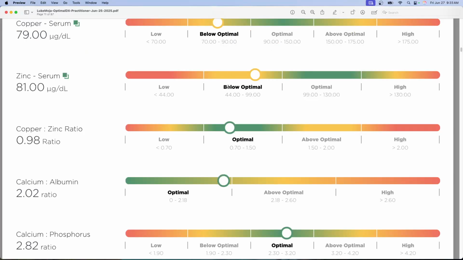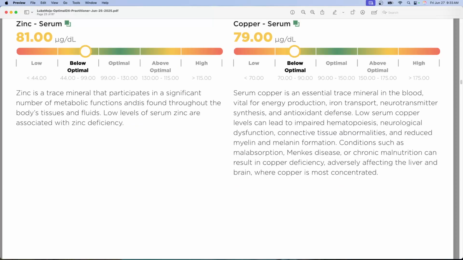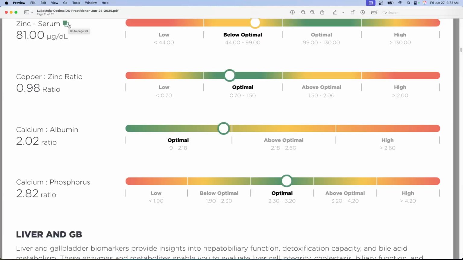Same thing with zinc. You can see not in the optimal range, certainly above the standard range, but kind of in that below optimal there. Zinc is another trace mineral that's very significant for a lot of things: immune system, tissue regeneration. Those are some of the things your body needs zinc for. Low levels mean zinc deficiency. So I probably need to be supplementing with some more zinc, because I do eat a good number of high zinc foods. So that's probably something I might need to add some supplementation for.